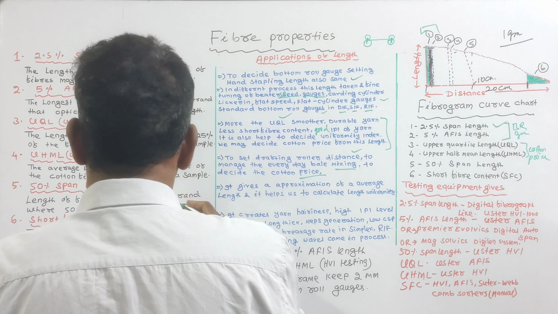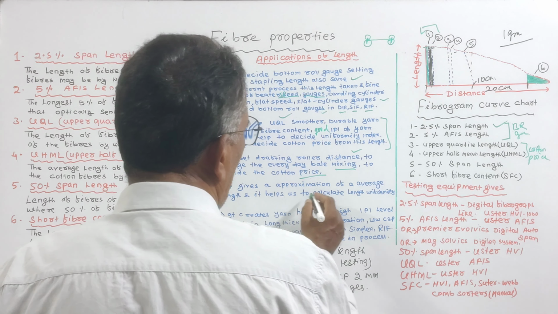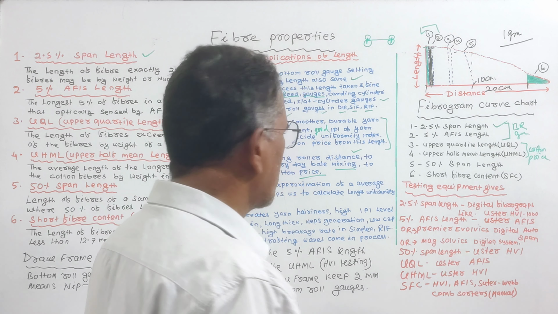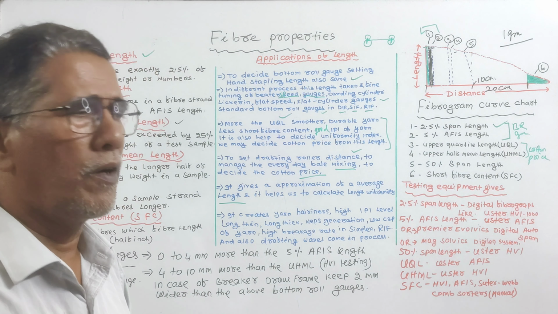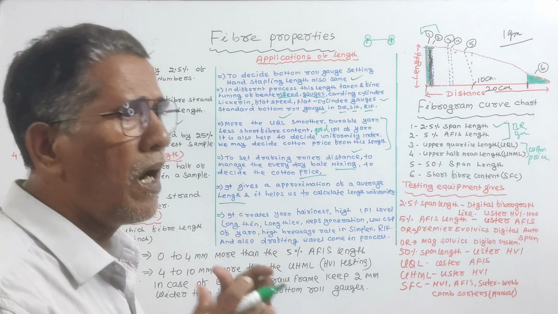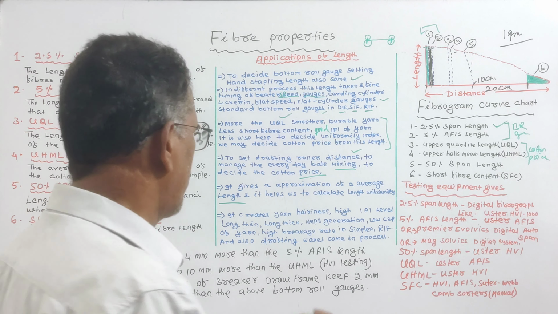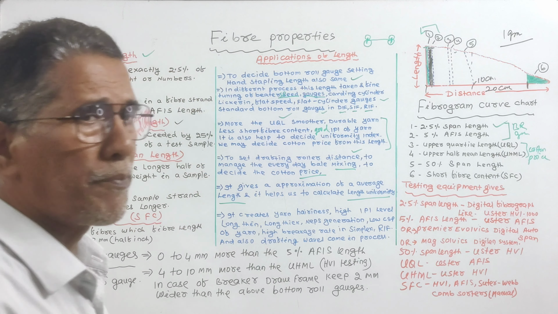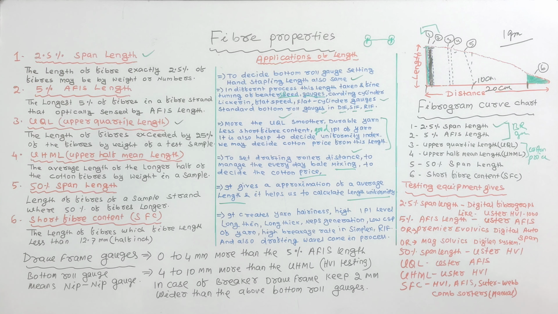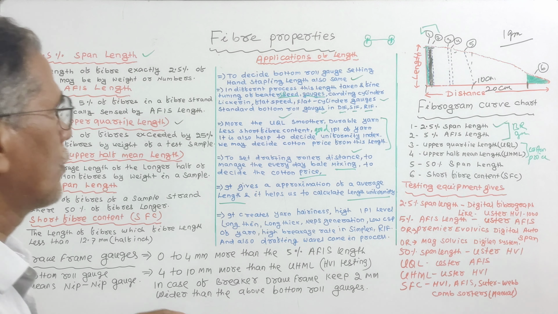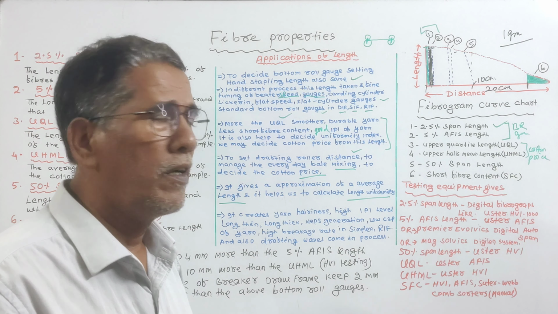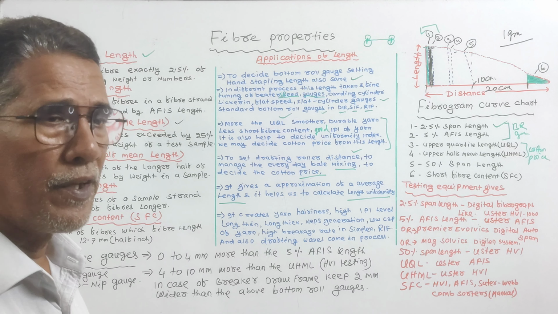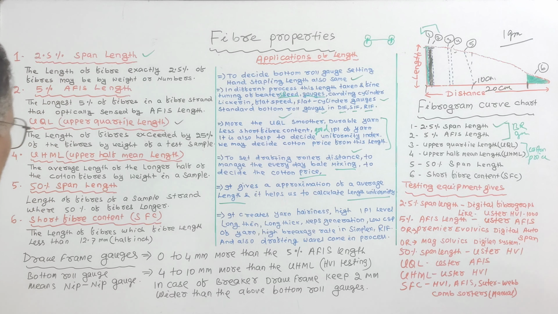Another thing, 50% span length gives an approximation of average length. That gives us approximately half of the length of cotton. It helps us calculate length uniformity. You know, length uniformity is very important from the CSP point of view. If length uniformity is good, then yarn CSP will come better.